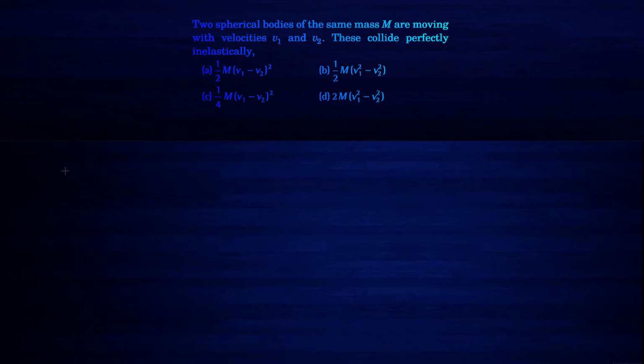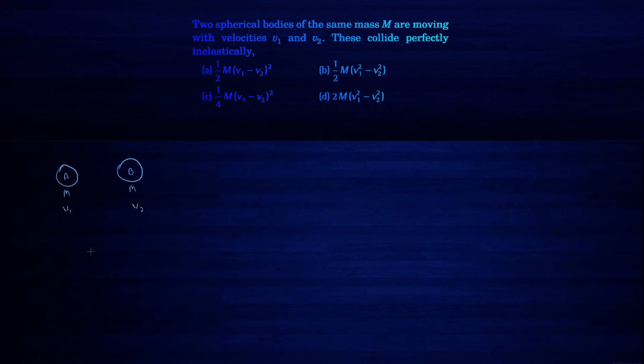Two bodies of mass m, let this be A with mass m and let this be B with mass m, are moving with velocity v1 and v2 respectively. So they had a perfectly inelastic collision. We need to find the loss in energy in this collision impact.